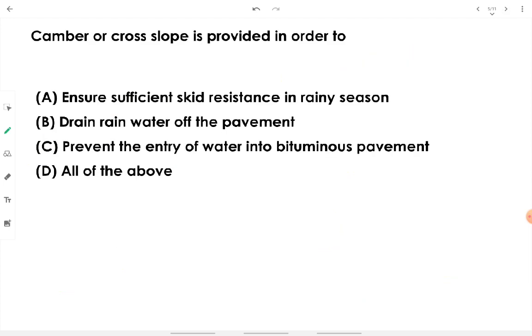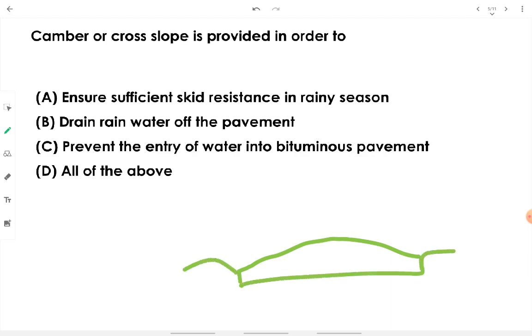Then camber or cross slope is provided. Why are we providing this specific shape? For example, this is the cross section of a road. These are shoulders and all these things, we will see these later, but let's focus on this. This slope that we have provided is a camber. Camber means a cross slope. A cross slope is provided in order to ensure sufficient skid resistance in rainy season.